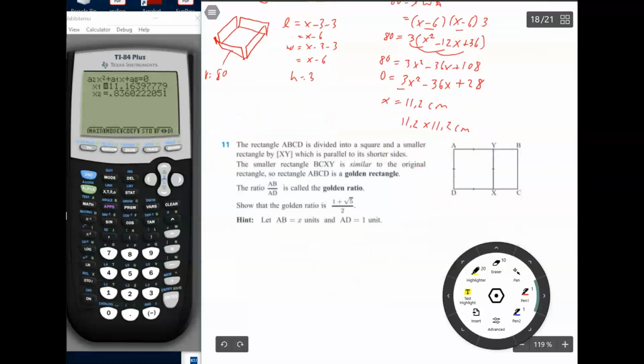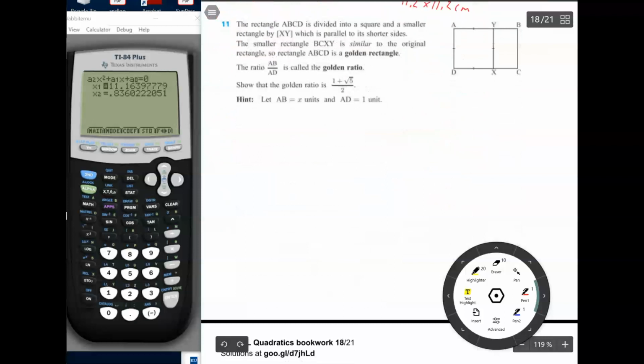All right, let's go down to 11. That wasn't too bad. It wasn't even an optimization problem. They were just getting almost warmed up.